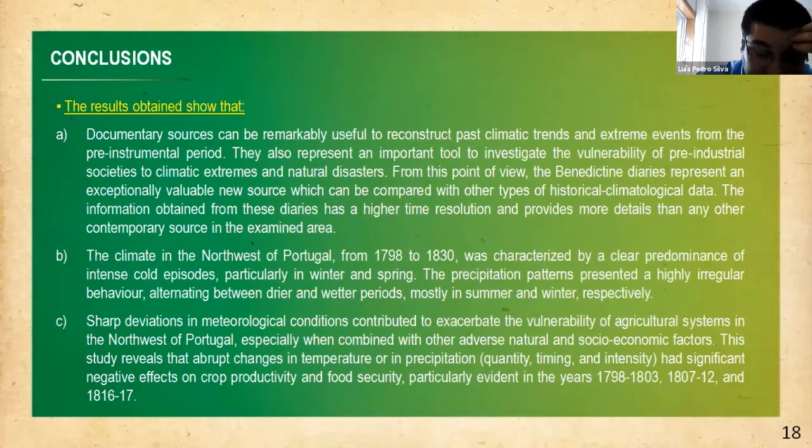So, conclusions. In this study, we presented the first high resolution index of temperature, precipitation, and agricultural production for the northwest of Portugal during the period 1798 to 1830, based on qualitative weather records from two Benedictine diaries. The results obtained show that documentary sources can be remarkably useful to reconstruct past climatic trends and extreme events from the pre-industrial period. They also represent an important tool to investigate the vulnerability of pre-industrial societies to climatic extremes and natural disasters.